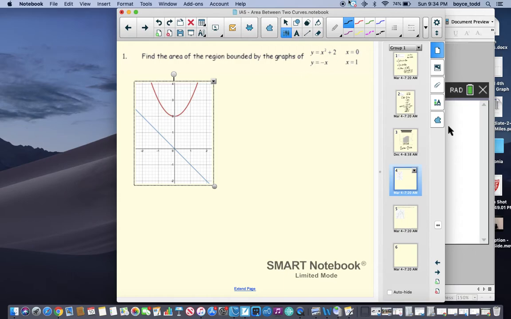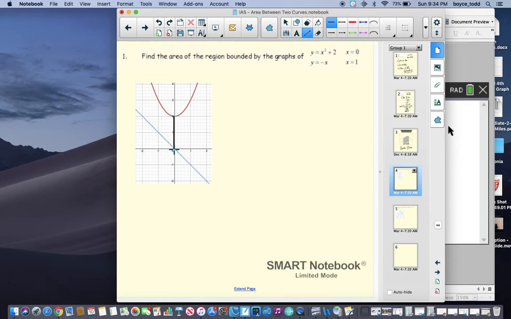All right, so if you see here, we've got two functions, and I graphed it in Desmos just to show us. We have to go from 0 to 1. So the first thing is to visualize what the bounded area would look like. It would be from 0 to 1, and then we would shade in everything here. So really the bounded area is this area here, and that's what we're trying to figure out. Okay, so the x squared plus 2 is on top, and the negative x is on bottom.